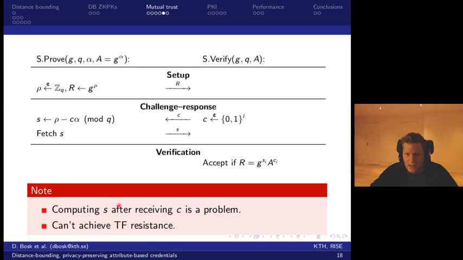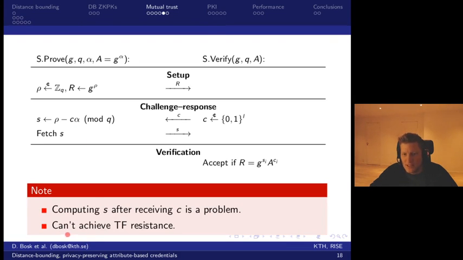Now, there are two problems in this case. Computing the S, so the reply, after receiving the challenge is a problem. We see here in the challenge-response phase, when we do distance bounding, we measure the time of flight, so the round trip time, from having sent a challenge to receiving the response. If we include the computation in this round trip time, that affects precision pretty badly. So that's why we've traditionally used single bit challenges and responses in distance bounding. So that's one thing we need to address.